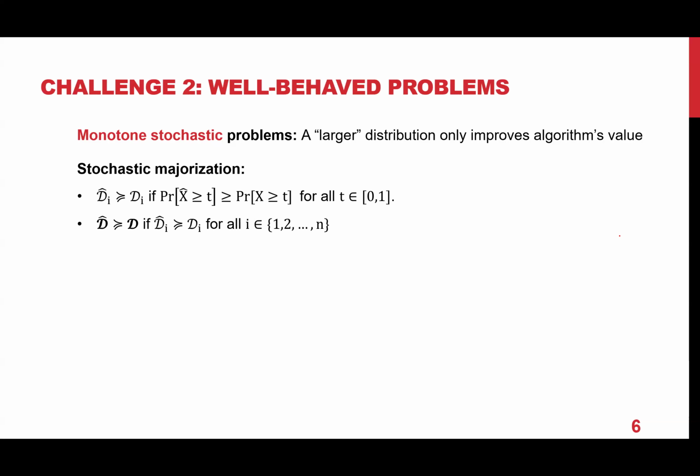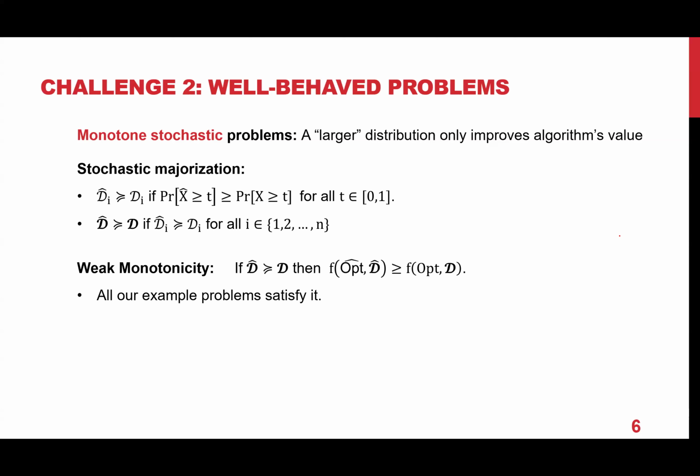Good. So now I've defined this so-called stochastic majorization, or order. And roughly, as I was saying, what do I mean when I say my problem is monotone? I basically mean that if I give you a distribution which stochastically dominates another distribution, f of optimum only increases. There's some subtlety here as well.